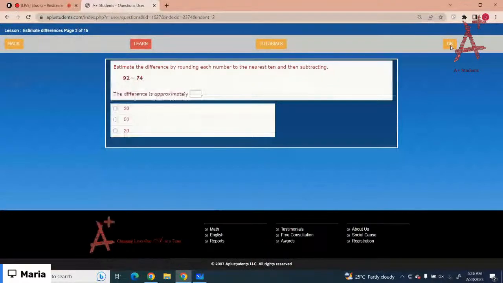Okay, the next one is 92 minus 74. 92 is rounded off to 90 and 74 is rounded off to 70. Got it? So 90 minus 70 is 20. So the correct option is 20.